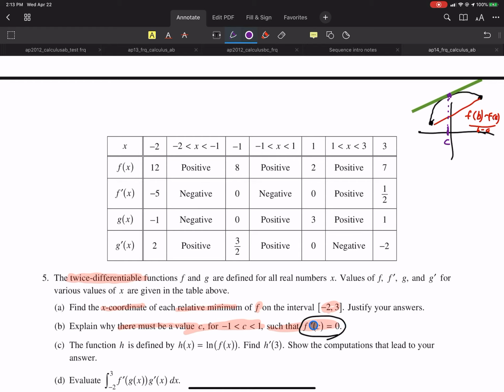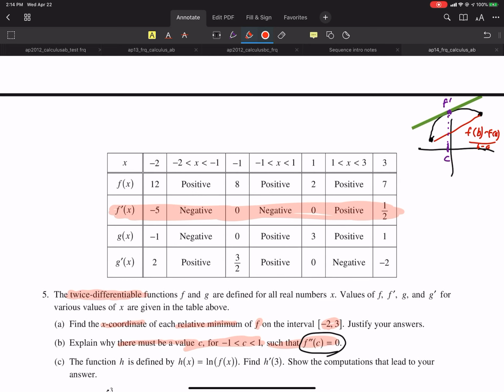Well, the second derivative is the slope of the first derivative, and this is the first derivative graph. So we are going to be looking at the first derivative and finding slopes between points of the first derivative. If at any point the slope is 0 between any of those two points, then there must be a point where the slope of the tangent line, in other words, the derivative, is 0. And we have it. Hopefully you see it.